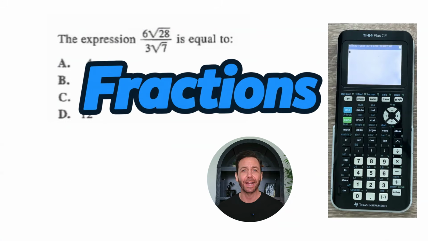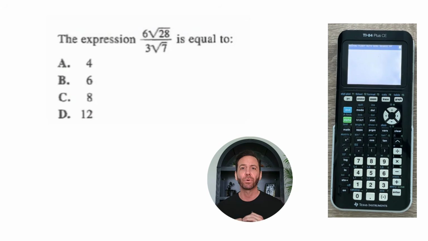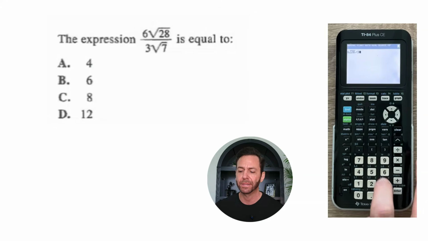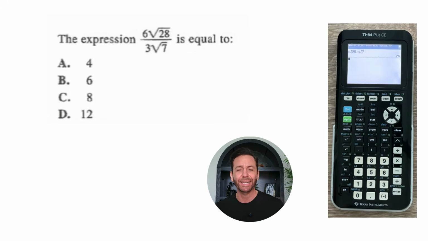I would argue that the fraction button is one of the most important buttons on the calculator. Even though it's a simple idea, it can help with a lot of different situations. This first question is a perfect example. I'm going to type it without using the fraction button. 6 square root of 28 divided by 3 square root 7. And it's going to tell me that the answer is 28. That's not even an answer choice because it misinterpreted what I was telling it to do.